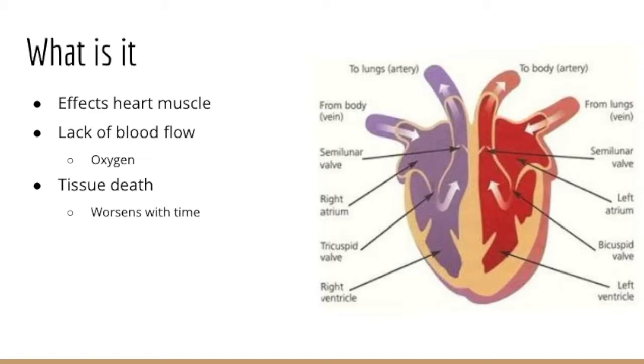As the name suggests, a heart attack affects the heart muscle, which is the muscle that pumps blood throughout the body. It's due to a lack of blood flow to the heart, which results in a lack of oxygen supplied to the heart. And that prevents the heart from doing what it's supposed to do, which is pumping blood. This causes tissue death that worsens over time.